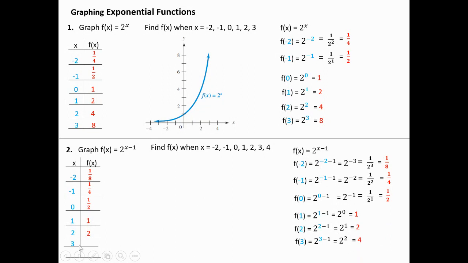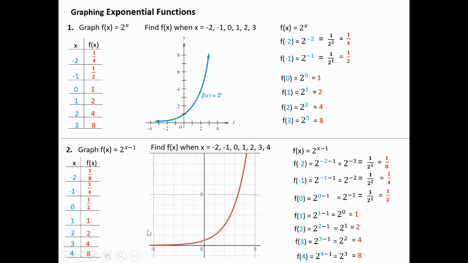Y equals 4. So when x is 3, y is 4. And lastly, when x is 4, we evaluate at 4, which is 2 to the 4 minus 1, which gives us 2 to the third power, which is equal to 8. So when x is 4, y is 8. And here's my graph. All these points are the points in this graph.